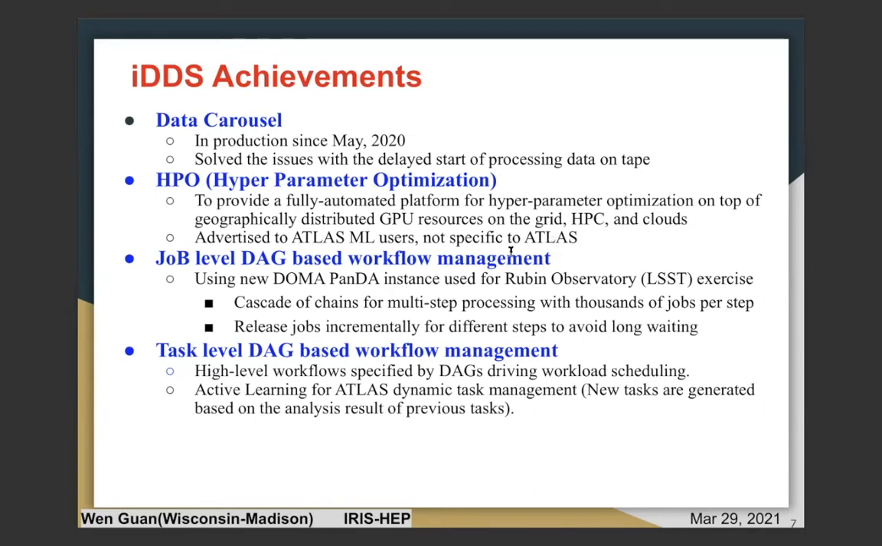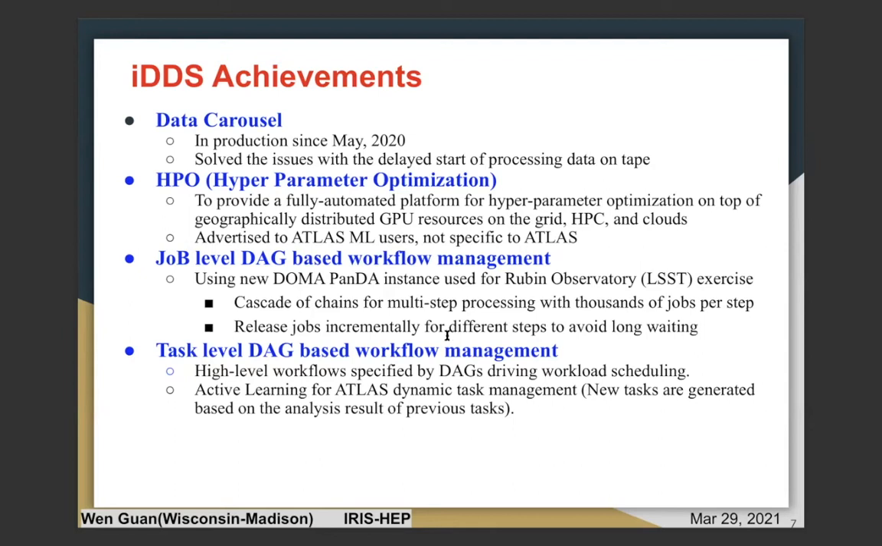The third use case is the workflow based on job-level DAG management. We use the Dumas PanDA instance for the IRIS-HEP exercise. IRIS-HEP is a cascade of a multiple-step processing with thousands of jobs per step.